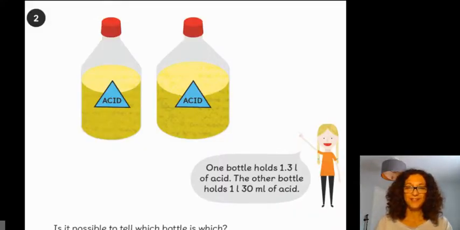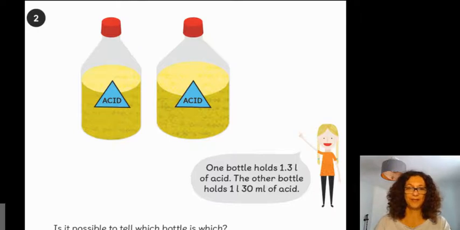So here is an interesting problem. One bottle holds 1.3 litres of acid. The other bottle holds 1 litre and 30 millilitres of acid. Is it possible to tell which bottle is which? Well, it's quite difficult at the moment because we've got litres and we've got millilitres. So we need to convert one of those. So let's think about that. I want you to pause the video and have a go, and then come back.